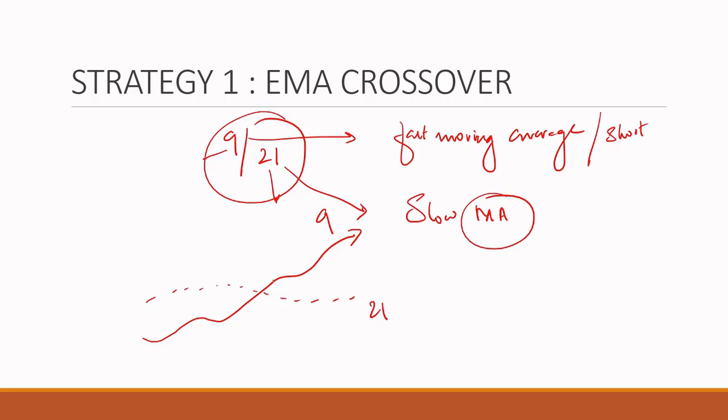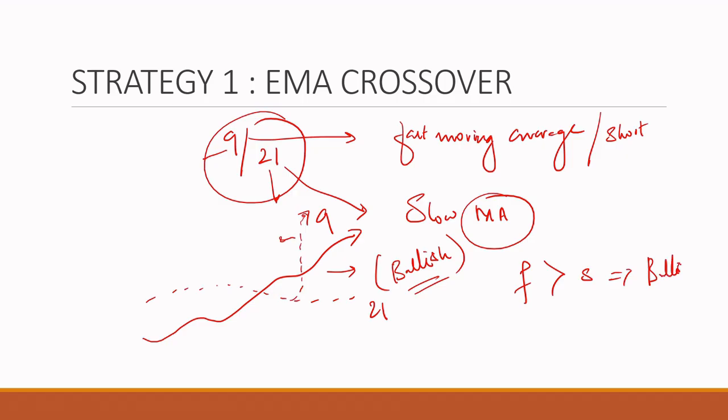If the 9, the fast moving line, cuts the slow moving line, it gives a bullish signal. You are supposed to be taking a buy call. Vice versa, if 21 goes up and over 9, then it becomes a bearish signal. You can remember it like this: fast moving line higher than the slow moving line is a bullish signal. When the slow moving line is higher than the fast moving line, the crossover has happened, it's a bearish signal wherein you look for shorting opportunities.